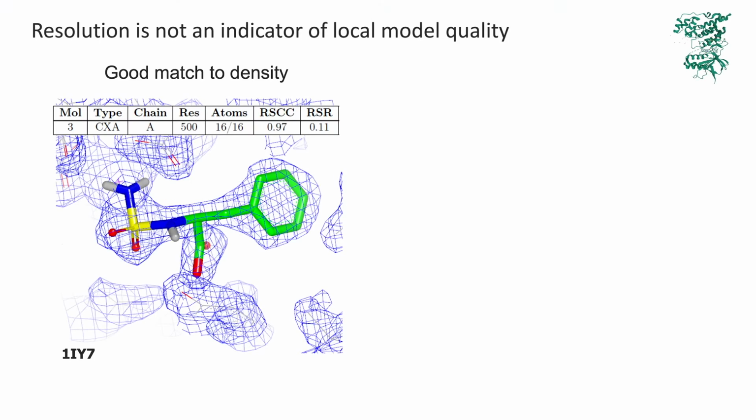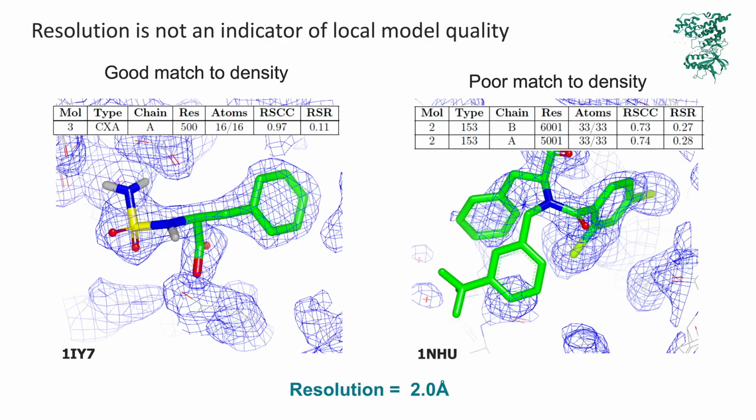Resolution is also quite awkward for looking at particular local model quality metrics. So I'll give you an example here. 2 ligands in 2 different structures, one here on the left, a very good fit to density, as you can see by eye. The atom coordinates fit nicely into the density. In the second example, a lot of the ligand's atoms are not covered by density, and actually the conformation of the molecule here turns out to be wrong.